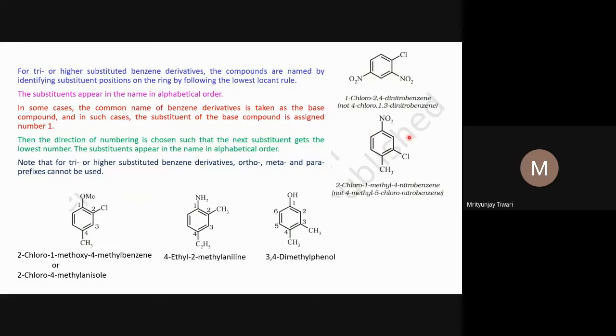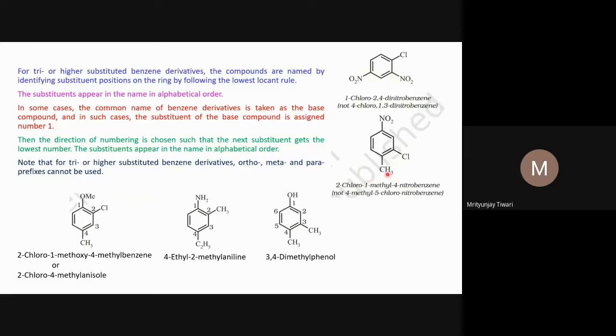In this compound, the numbering will be done similarly, from this carbon atom, 1, 2, 3, 4. In any other way, you can try other possibilities, but you will not get the lowest locants. As you see, in this case it is first, second, and fourth position. From here, it is first, third, and fourth position. So this is an even higher number, so we'll do the numbering this way. You can try all six possibilities.